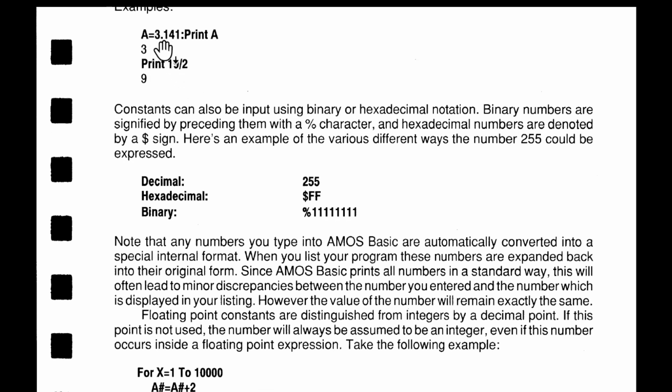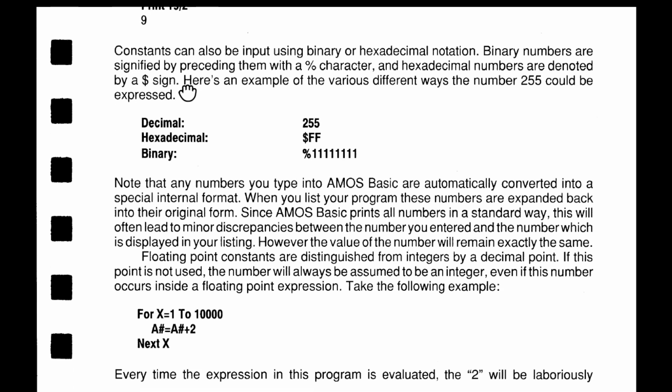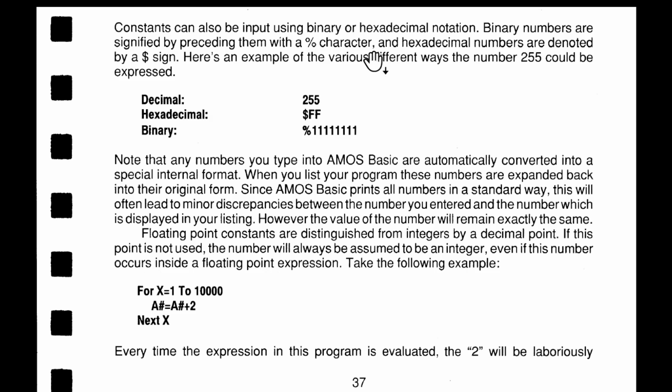Any floating point assignments to an integer variable are automatically converted to a whole number before use. Examples: A=3.141, Print A gives 3. Print 19/2 gives 9. Constants can also be input using binary or hexadecimal notation. Binary numbers are signified by preceding them with a percent character, and hexadecimal numbers are denoted by a dollar sign.